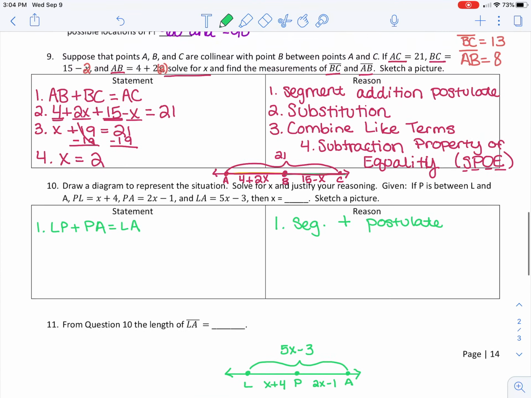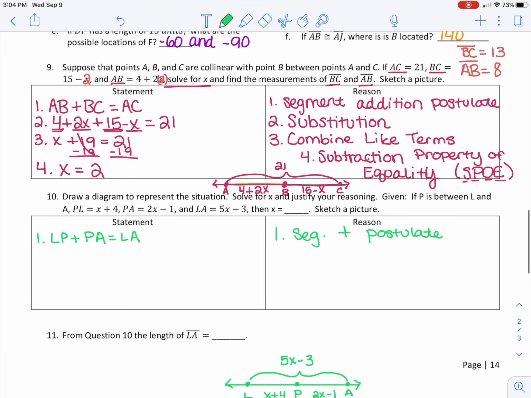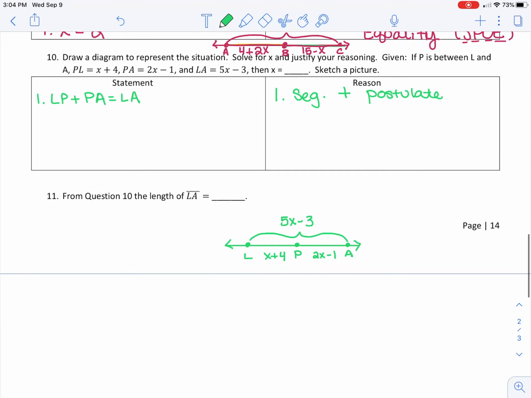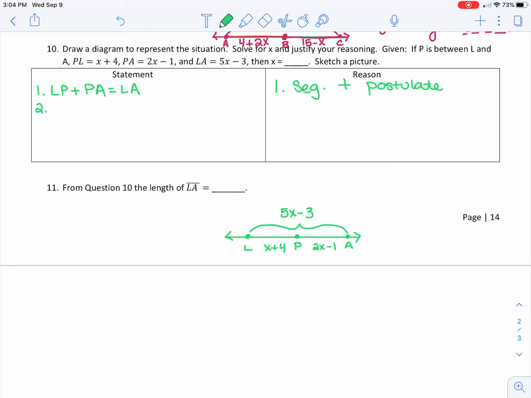Okay, then we're going to follow the same step we did for the second part of number 9. We're going to substitute. So we're going to say, well, LP, we were told, was x plus 4. We were also told that PA is 2x minus 1. And then we were told that LA is 5x minus 3. Okay, so we were told all of this, and so we substituted all of that into our equation. So substitution.